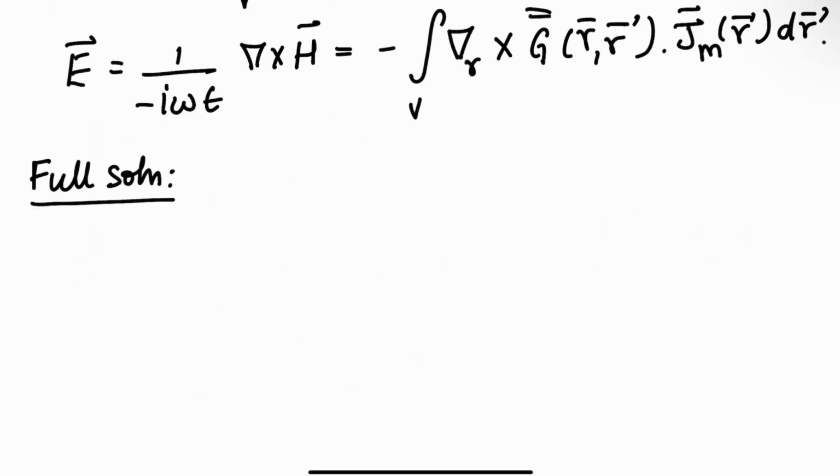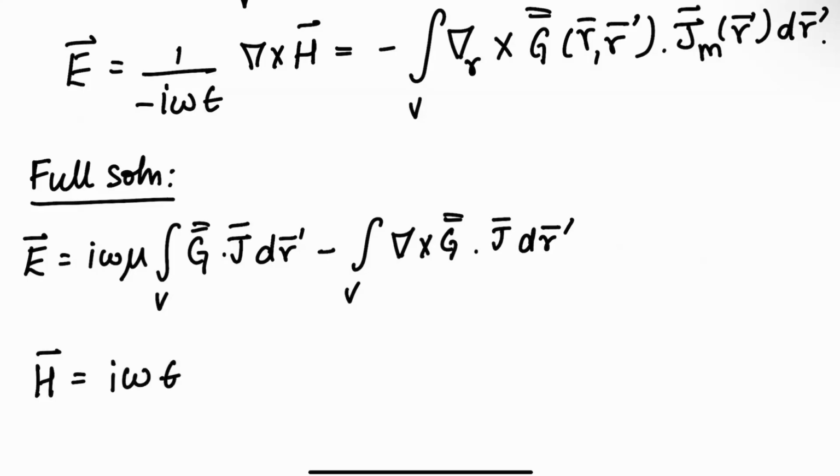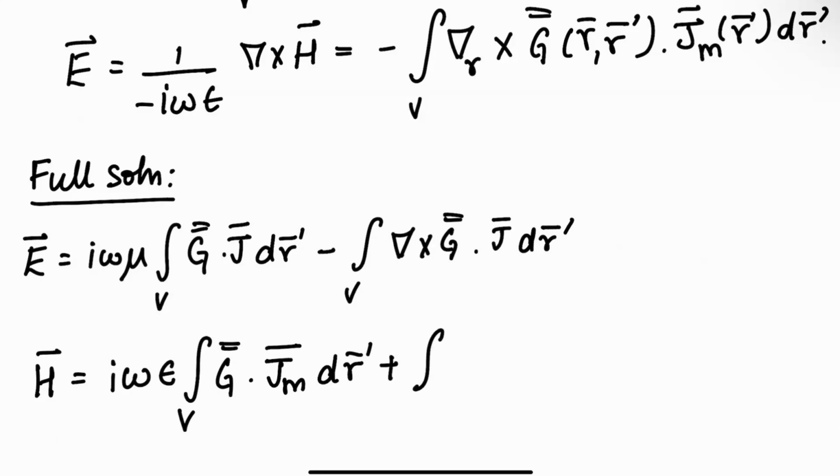Right, using superposition, E would be I omega mu volume integral G dot J dr prime minus volume integral curl of G dot Jm dr prime, and H would be I omega epsilon volume integral G dot Jm dr prime plus volume integral curl of G dot J dr prime. Okay.